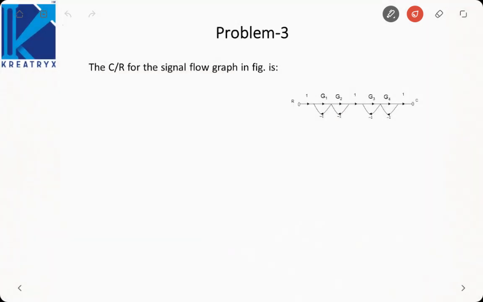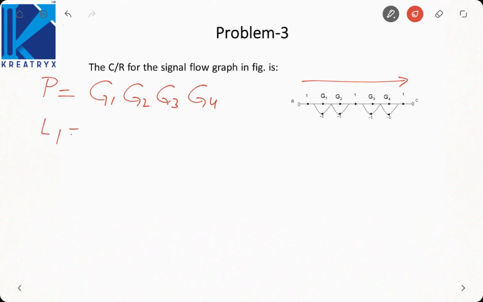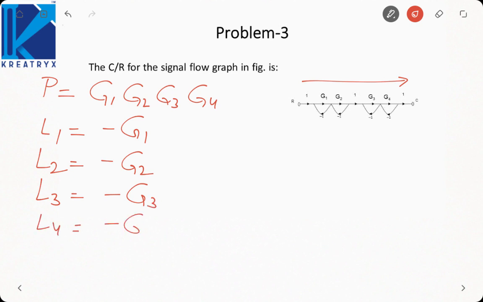In the next question again we have to find the gain C by R. Let us first consider the forward path. The forward path is just this straight one, that is G1, G2, G3, G4. Then if we talk about loops, one is using G1 and minus 1, that is minus G1. Other is using G2 and minus 1, minus G2. Third one is using G3 and minus 1, that is minus G3. And fourth one is using minus G4.